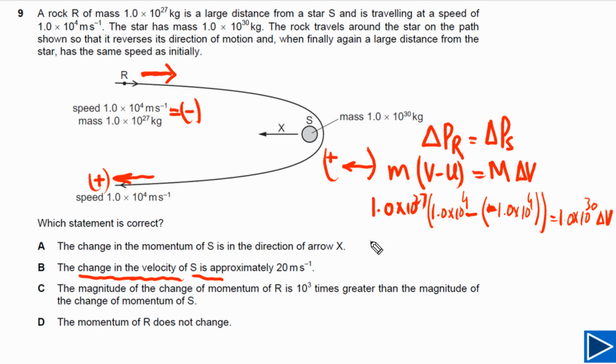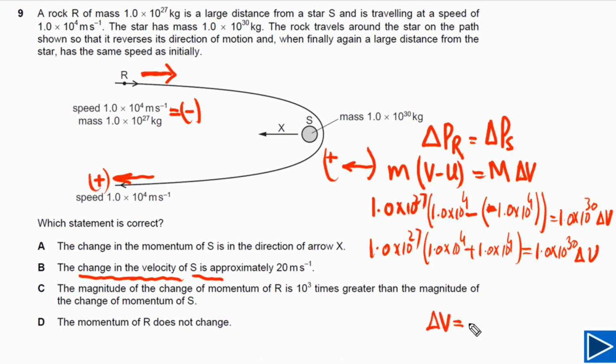Now if we simplify this, we get 1.0 times 10 to the 27 times (1.0 times 10 to the 4 plus 1.0 times 10 to the 4), and this is equal to 1.0 times 10 to the 30 times delta V. So from here, if we plug these values into our calculator, we get delta V of 20 meters per second. So this is our correct option.